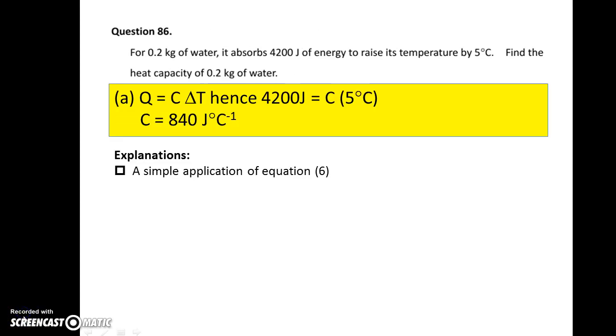Question 86. You are asked to find the heat capacity of that small cup of water, which absorbs 4,200 joules of energy to increase its temperature by 5 degrees Celsius. Simply apply equation 6 and you may find the answer easily.